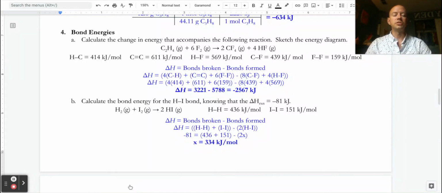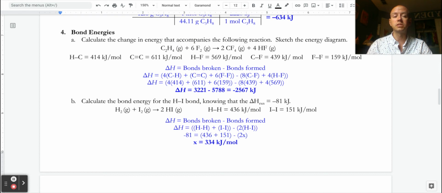When you are asked to do calculations with bond energies, they are almost always given in the form of a table. For the sake of space, I just have them across the line here, listed as the bond energy of a carbon to hydrogen, a carbon to carbon double bond, a hydrogen to fluorine, a carbon to fluorine, and a fluorine to fluorine bond. Sometimes you're given way more bonds than you need. Sometimes you're only given the bonds that you need.